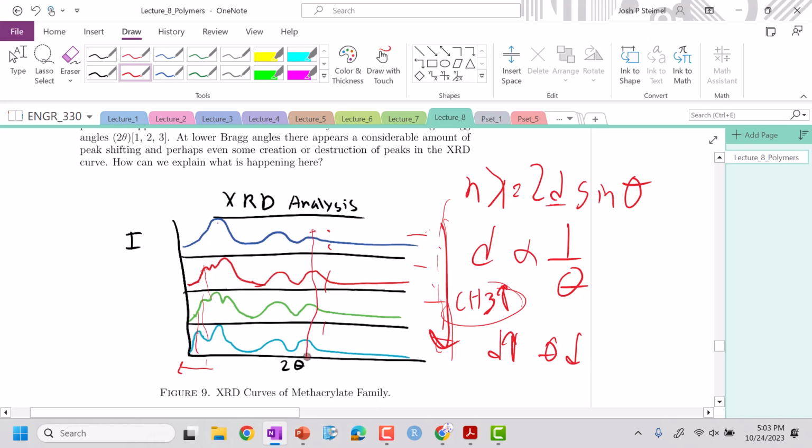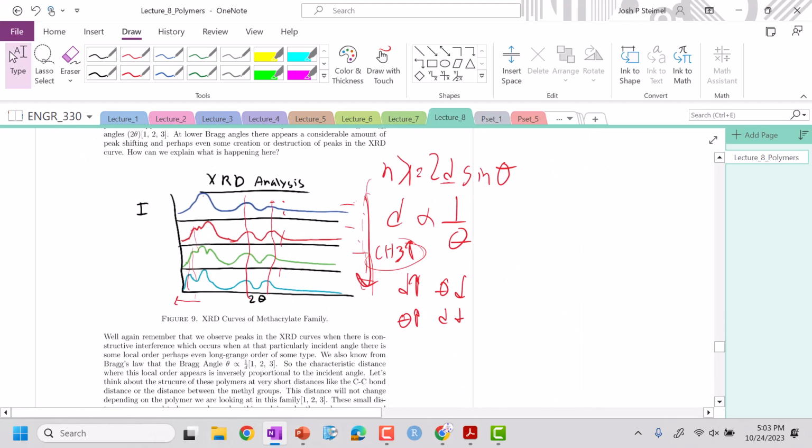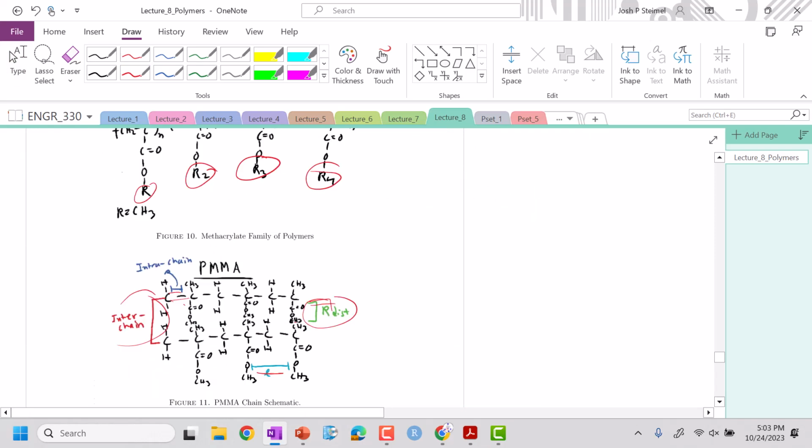These peaks here, they're not really changing distances at all. Those occur at large theta. If theta is large, that means our distance must be very small, so those are the distances that are conserved. So XRD analysis isn't just used to tell a semicrystalline versus an amorphous polymer, but we can actually get some fairly interesting details as well.